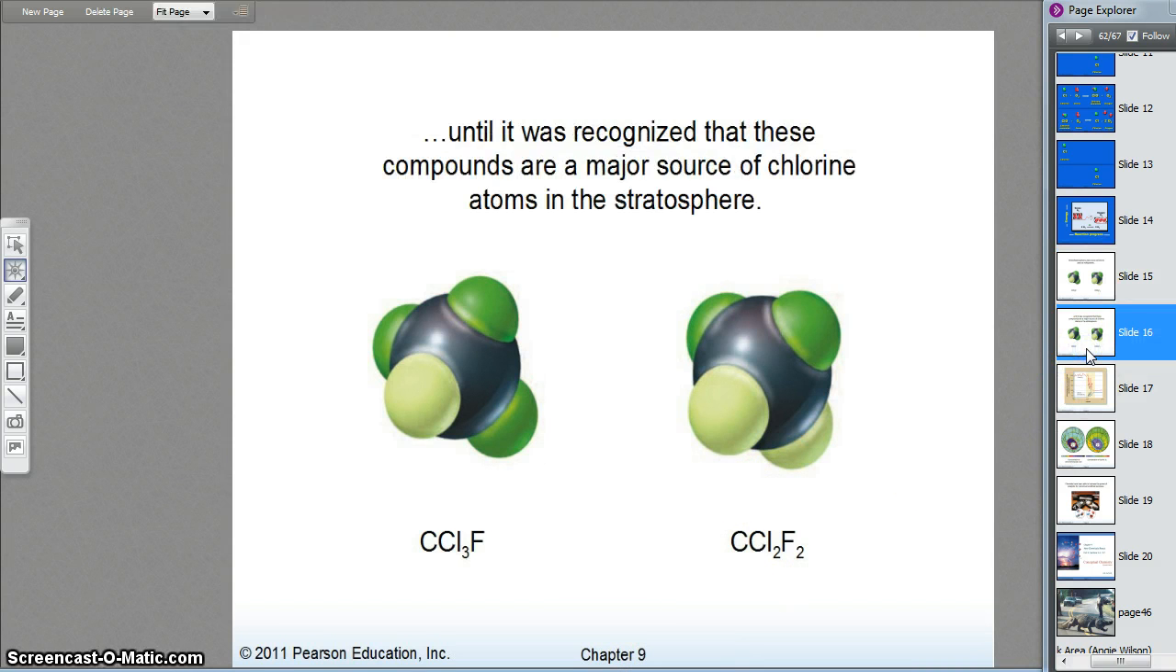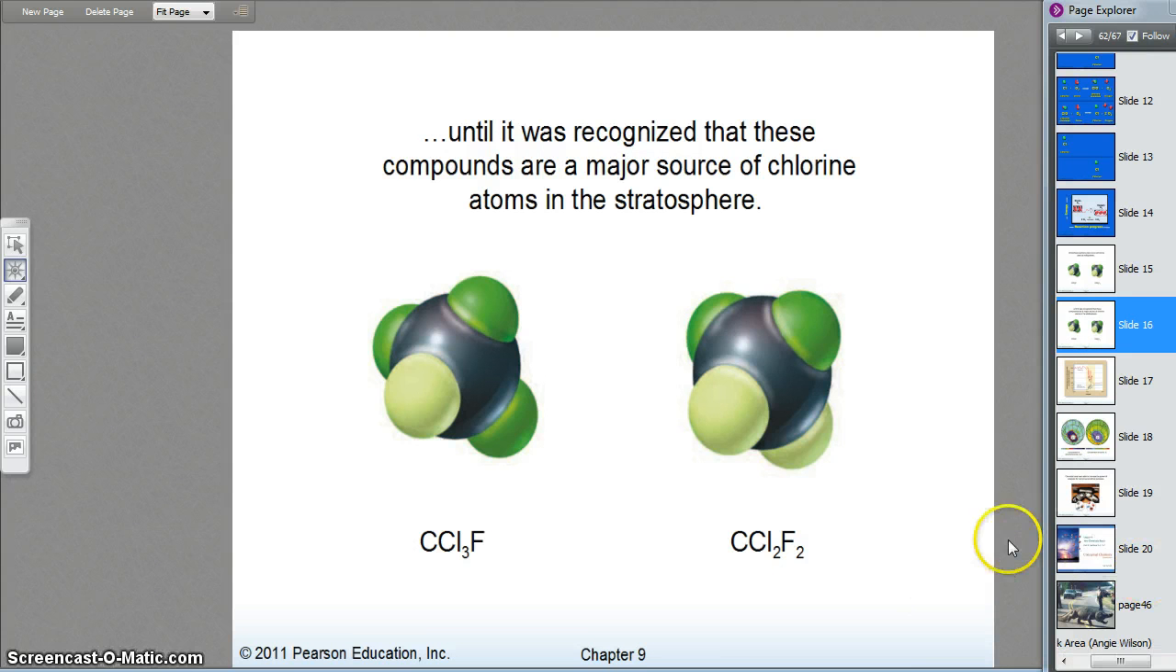But it was recognized that these compounds were a major source of chlorine atoms in the stratosphere. And we don't want extra chlorine atoms floating out there in the stratosphere, because that causes the faster conversion from ozone to oxygen, and we need that thick ozone layer because that ozone layer is what protects us from the UV radiation, ultraviolet radiation.